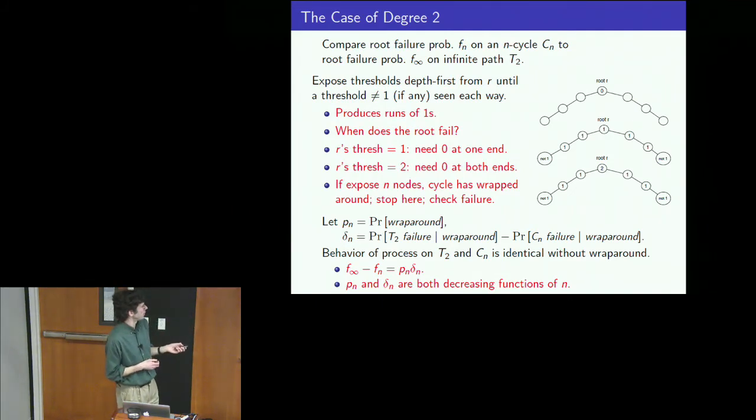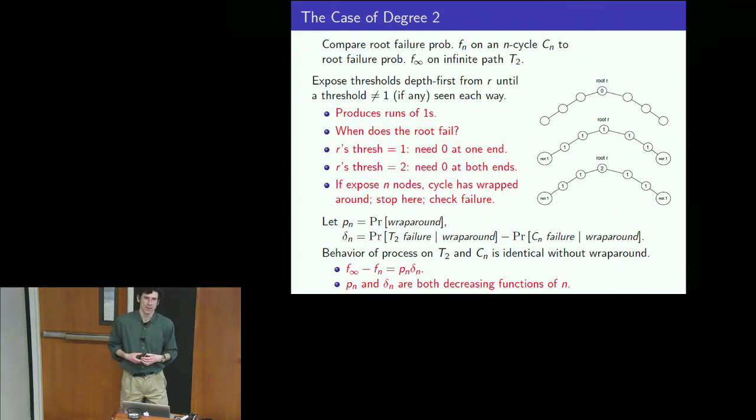Okay? All right. So now we can wrap up by thinking about the difference in these probabilities. There are two events that are interesting. One is the probability of wraparound. The other is, on that part of the space, the probability of the path failing conditioned on wraparound, and the probability of the cycle failing conditioned on wraparound. So the behavior is identical without these. The difference is simply the probability of wraparound times that difference.